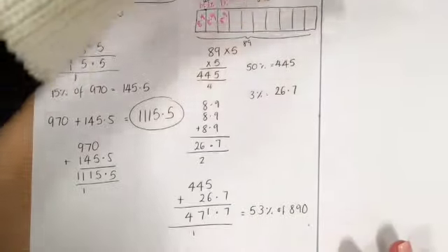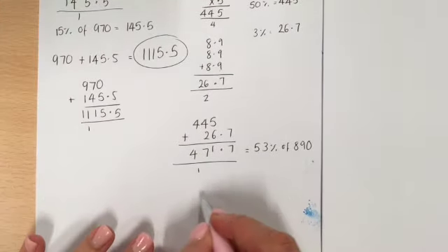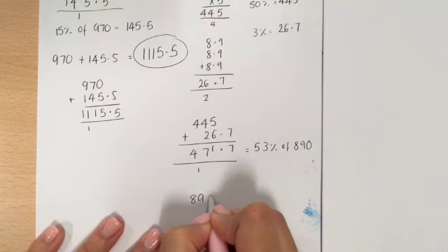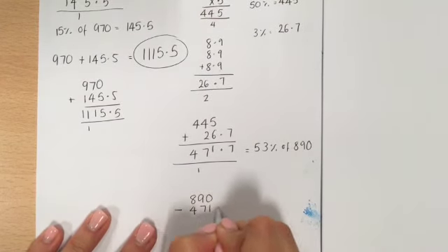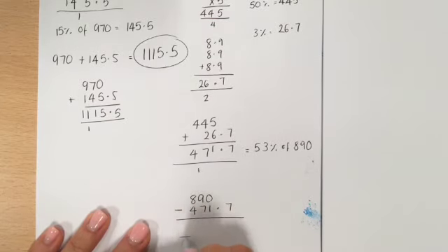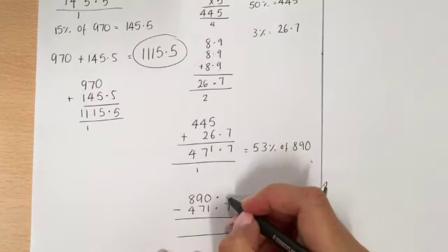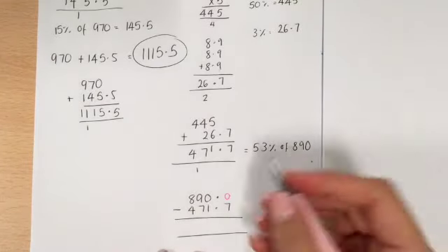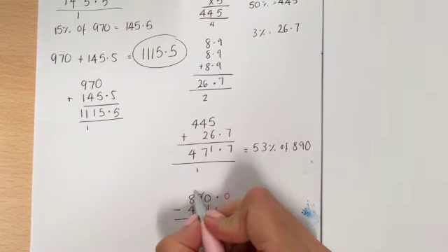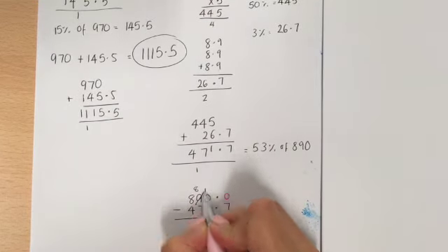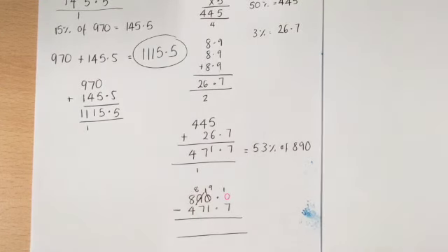Doing lots of numeracy skills here. So we've got to do 890 take away 471.7. I'll put a decimal in there, and I'm going to put in the 0 that we can't see. So 0 take away 7 we can't do, so we're going to have to borrow from the 9 to become 8, and then this one becomes 10. Now I can borrow from here, so it looks like that.